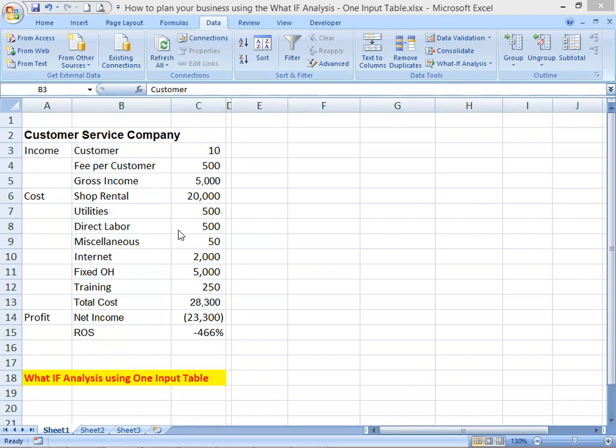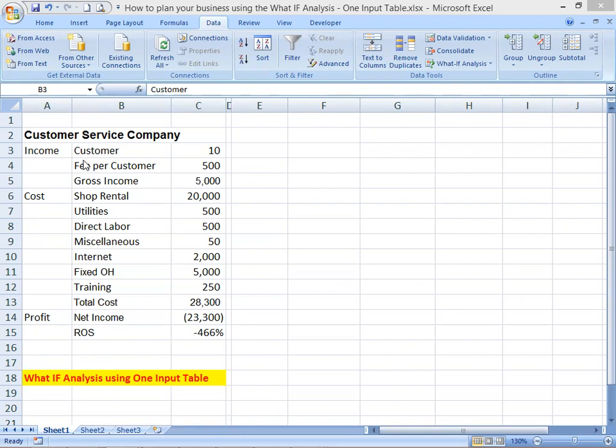In this exercise, I would like to show you how to plan a business using the what-if analysis, or using one input table. We're going to analyze the business on one table and see whether we're going to make money or not. This company is supposed to be a service-oriented type of company. There will be serving customers, and they will get a fee from serving the customer and earn money from them.